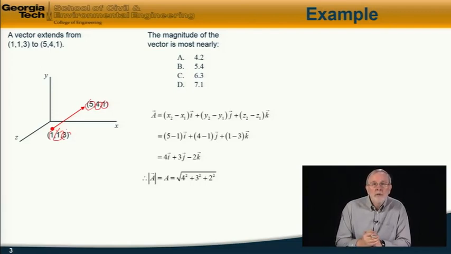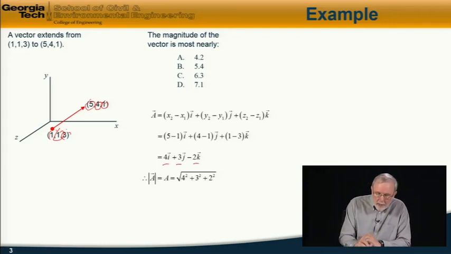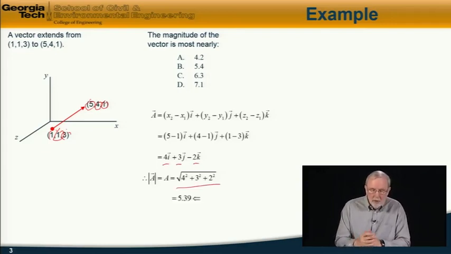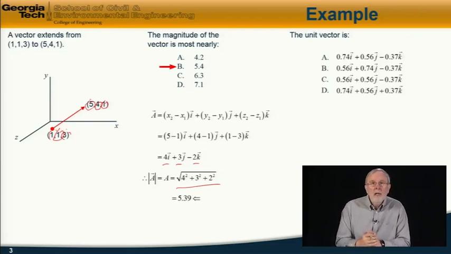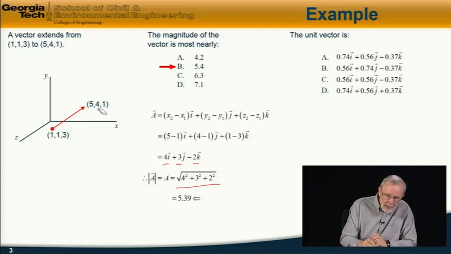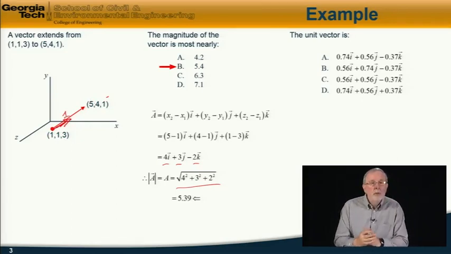and the magnitude of the vector is equal to the square root of the sum of the squares of the components. 4 squared plus 3 squared plus 2 squared is equal to 5.39, so the answer is B. Next question, the unit vector is which of these? So here what we want to find is a unit vector, in other words, a vector of length 1 extending between those 2 points.